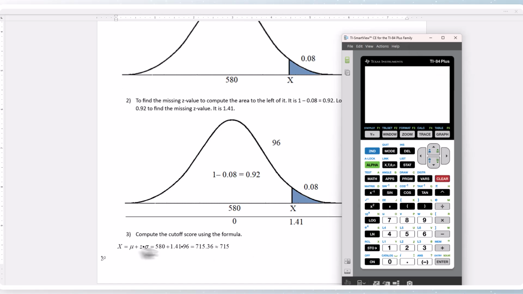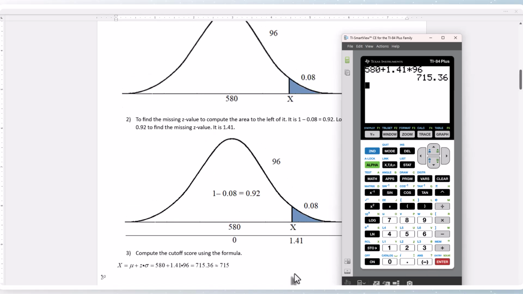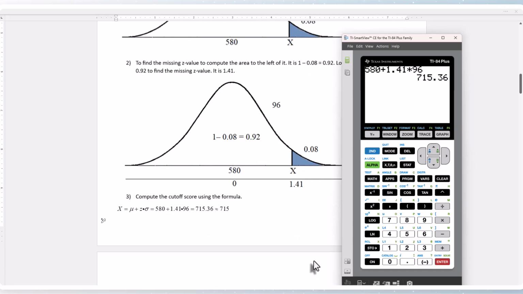The final step, we plug it into the cutoff score. X is mu, which is 580, plus the z-value 1.41 times standard deviation 96. We calculate this. We end up with 715.36, and then we could round to a whole number because typically the GMAT scores are whole numbers. So the answer is 715.